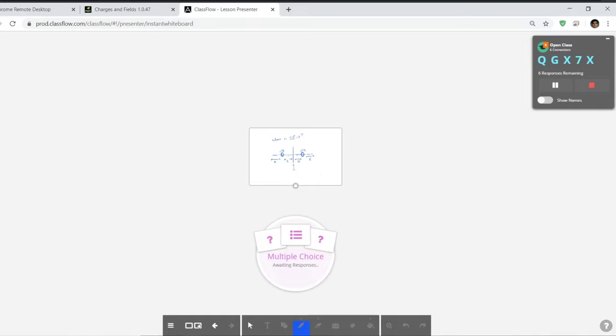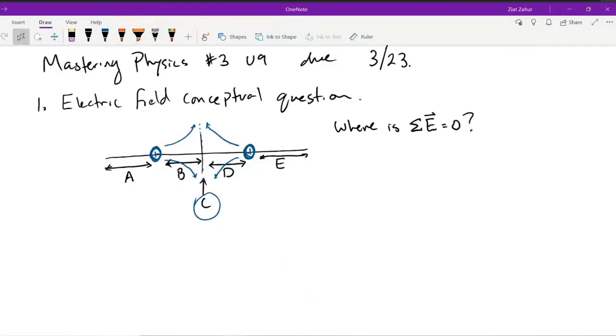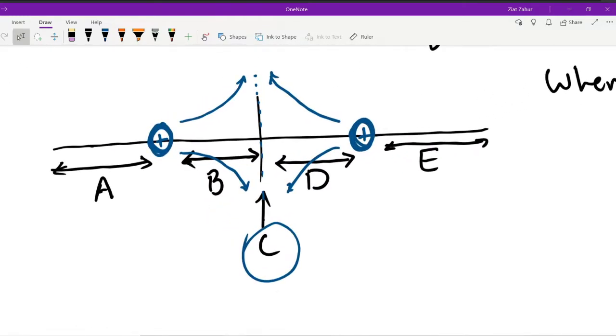Here we have it. I'll hide the answers for now, so you can take a look at your ClassFlow. But if you're not ready to answer, let's discuss how we got this answer C one more time.